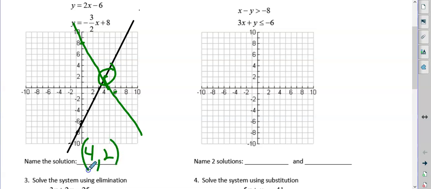And the nice thing is, I can plug this point in here and here and confirm it. So 2 times 4 is 8, minus 6 is 2, check. -3 times 4 is -12, divided by 2 is -6. 8 minus 6 is 2, check.